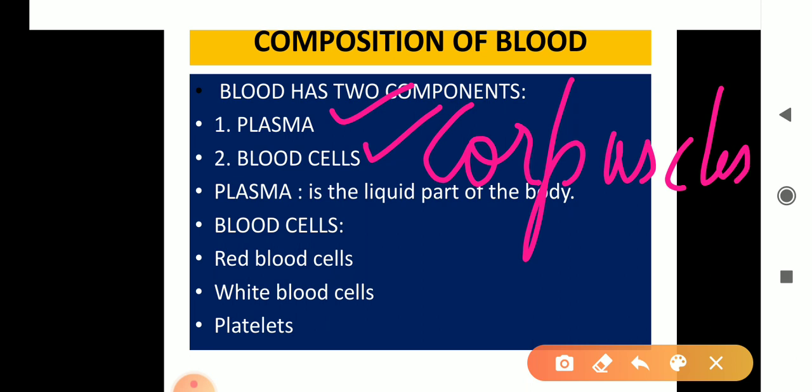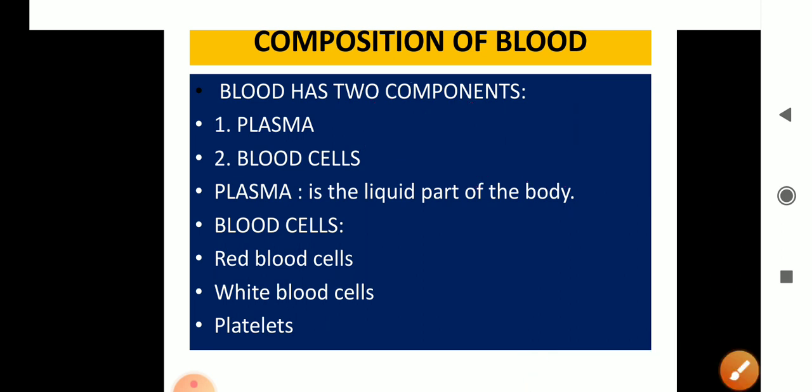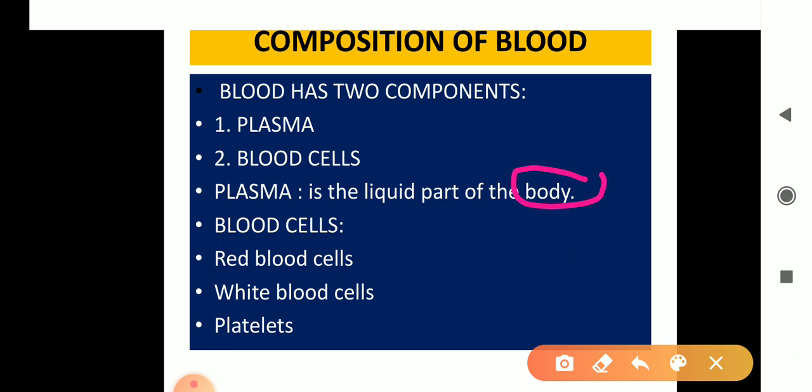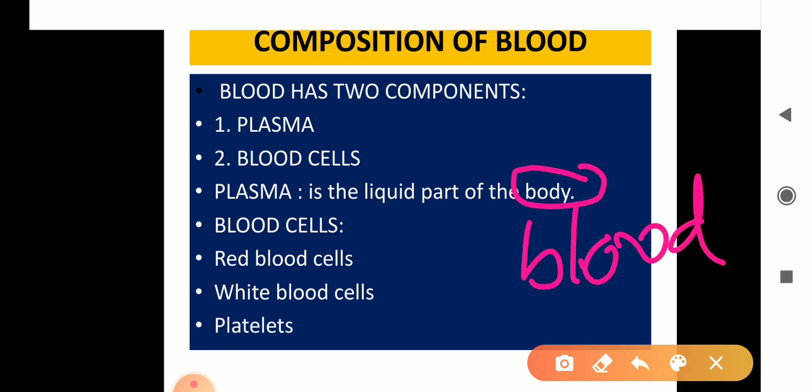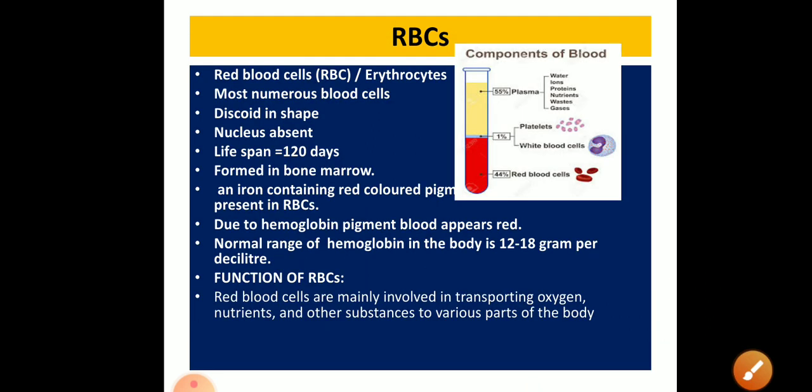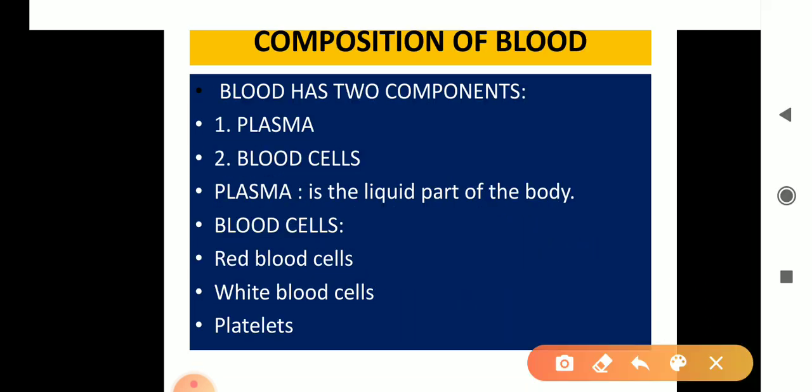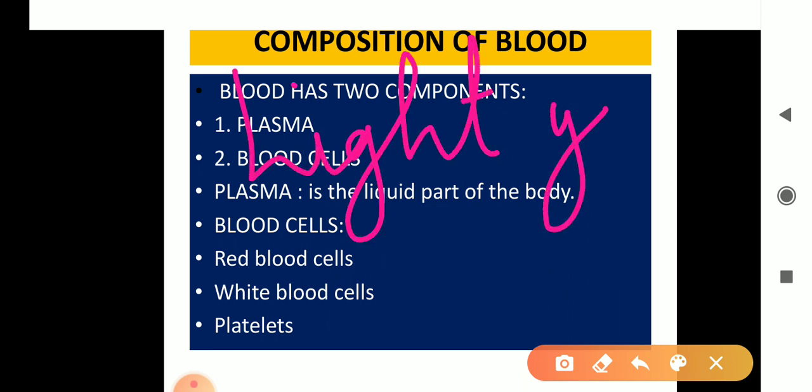Now see, the first is plasma. Plasma is the liquid part of the blood. The main property of plasma is that it is light yellow in color.